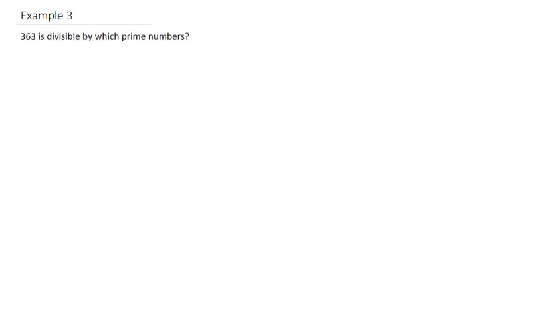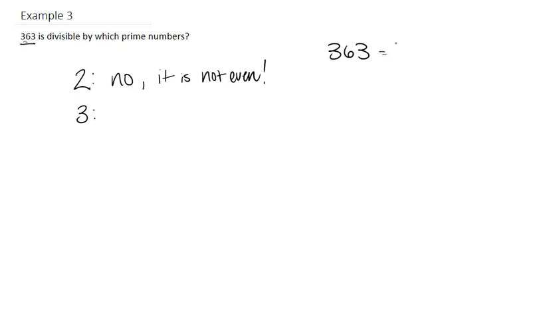Example 3. 363 is divisible by which prime numbers? So we have 363. So we notice that it ends in a 3. So we would say, no, it's not divisible by 2 because it's not even. Now 3. So we take 363. So 3 plus 6 is 9, plus 3 is 12, which can be divided by 3 because that's 4. So we would say yes.